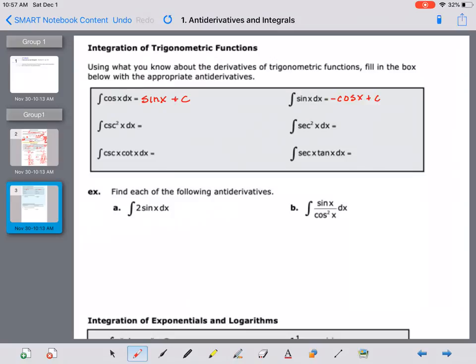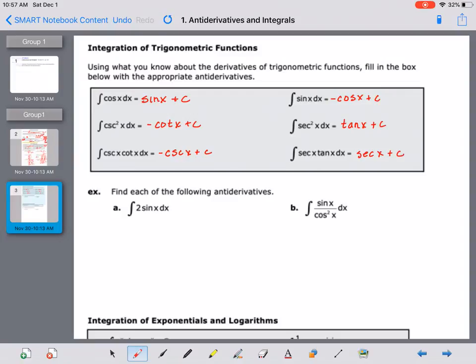But with trig, we always have to think of what do we take the derivative of to get this. For cosecant squared, we get negative cotangent x plus c. Secant, or sorry, secant squared, we get tangent x plus c. Cosecant cotangent, we get negative cosecant x plus c. And for secant tangent, we get secant x plus c.